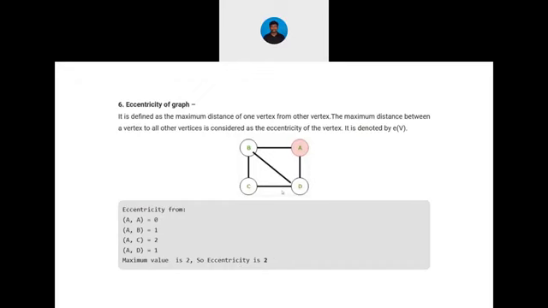So this is how we have to calculate the eccentricity of a graph. It is the maximum distance between a vertex and all other vertices, and it is considered as the eccentricity of the vertex. If I want to find the eccentricity of a particular vertex, then I have to find the distance from that vertex to all other vertices, and find the maximum value. So this is the eccentricity of a graph, right?